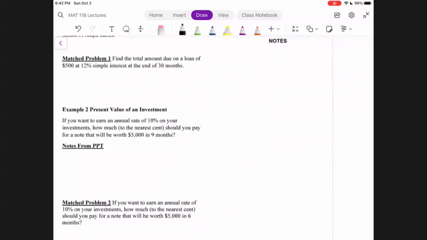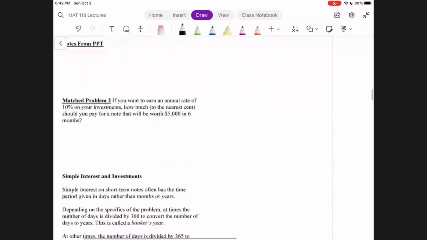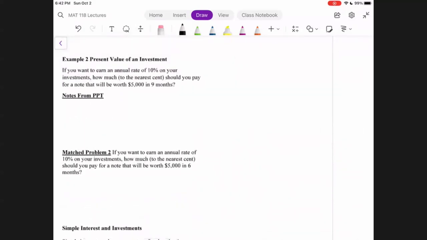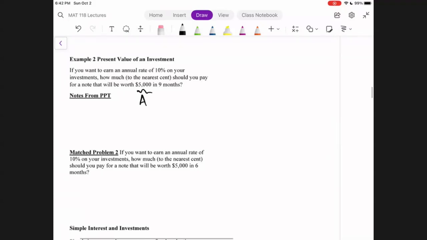So you have math problem 1 you could try. You have math problem 2 here, but let's talk about this first example. The present value of an investment. Let's say you want to earn 10% on your investment. How much would you need to deposit for a note to be worth $5,000 in 9 months? So this is the future value you want it to be worth. So this is your A, or your future value.